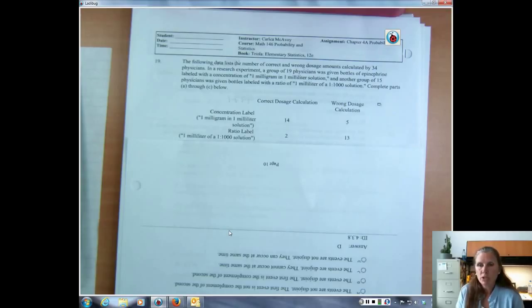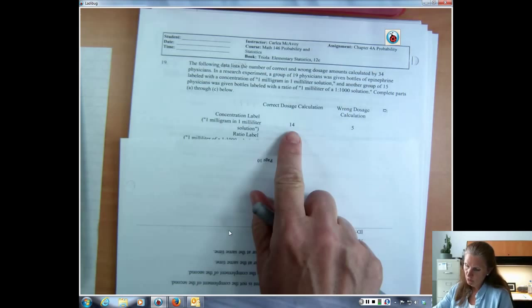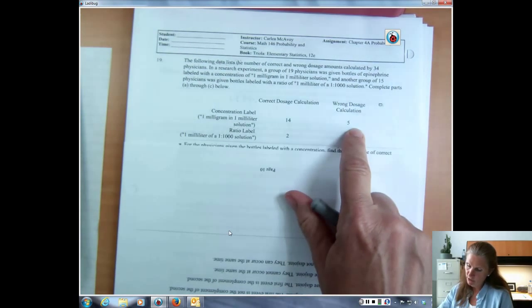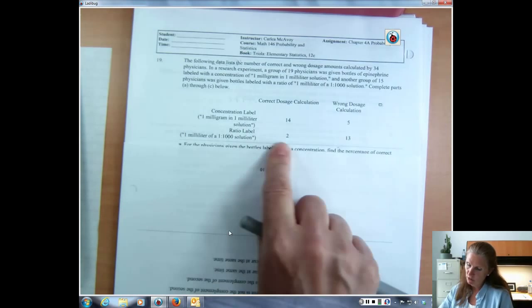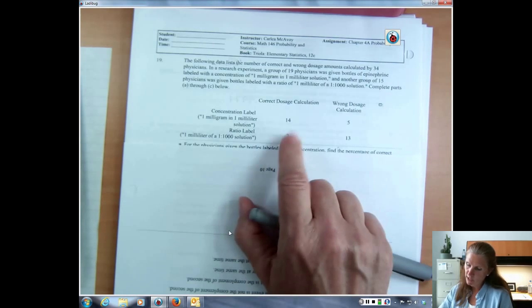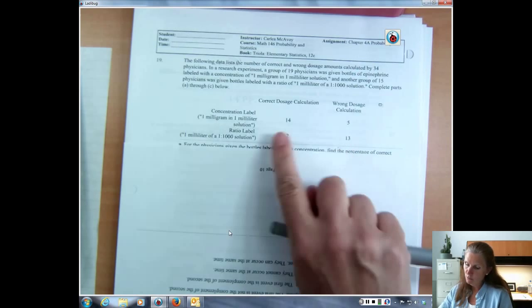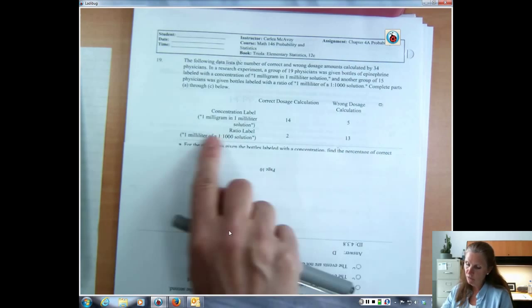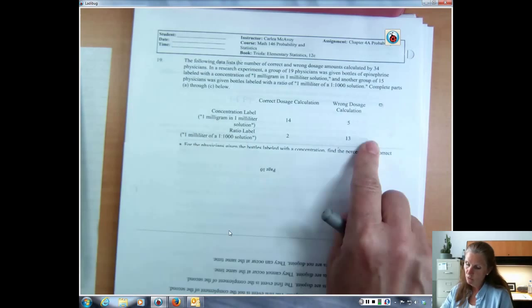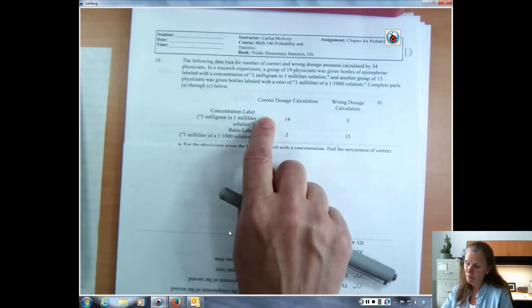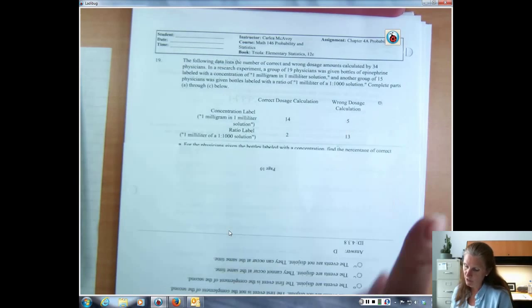The concentration in dosage: the correct dosage calculation would be 14, the wrong dosage calculation 5. If they were labeled this way, they got the correct dosage twice, but they 13 times screwed it up. So we can look at these and say, this one seems to be harder for them to deal with, right? So this would be a better way to package that medication so we don't get so many people messing up. But even 5 out of 19 seems pretty bad to me.